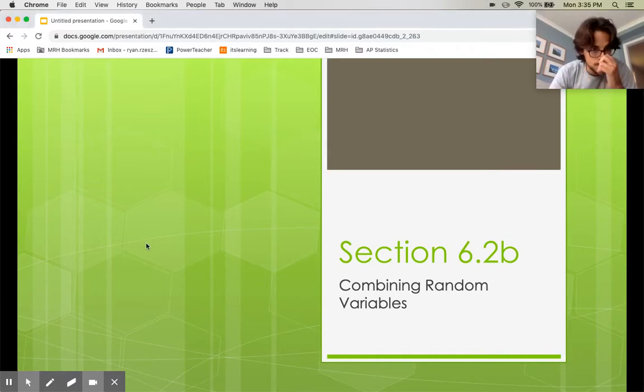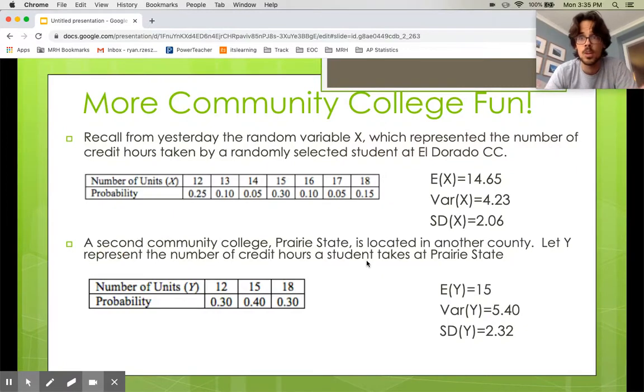So we're going to keep the same trend we were doing last time and talk about community college credit hours here. This top table here is just copy pasted out of last time's notes. So it's the credit hours from El Dorado Community College and the probability of the kids who have those number of hours. And I went ahead on the right side here and I put down a mean, standard deviation, variance for each of these two variables here.